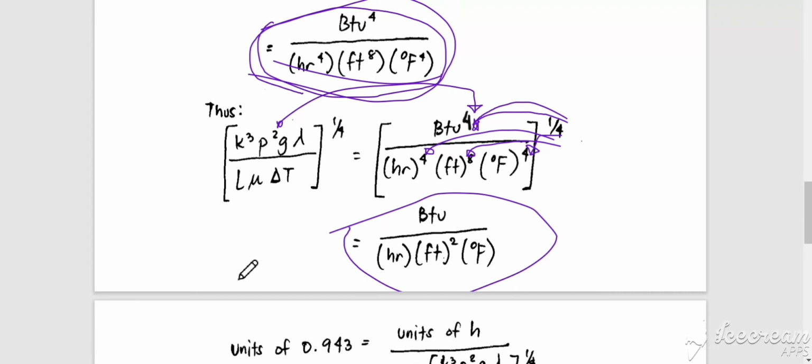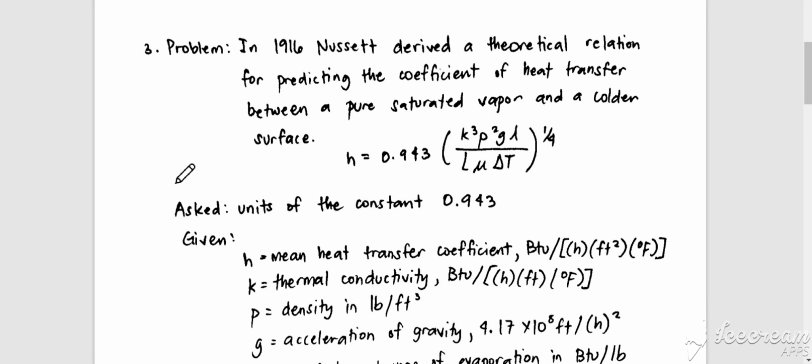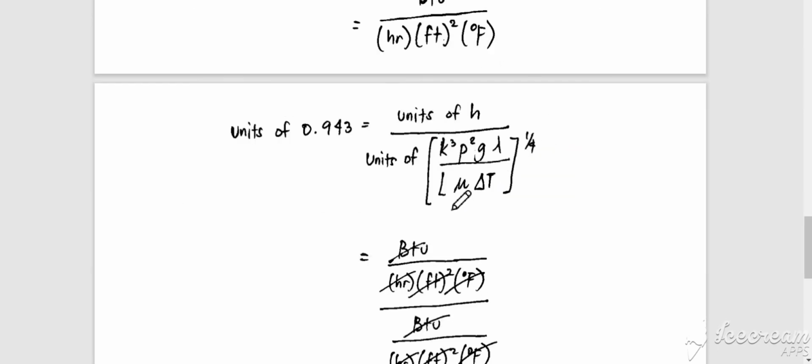Now, let's go back to the given formula of the problem. For us to find out the units of 0.943, 0.943 must be left alone first in this equation to be equated to its particular units. In order for us to do that, we will divide both sides with this one. Hence, that will result in this equation.